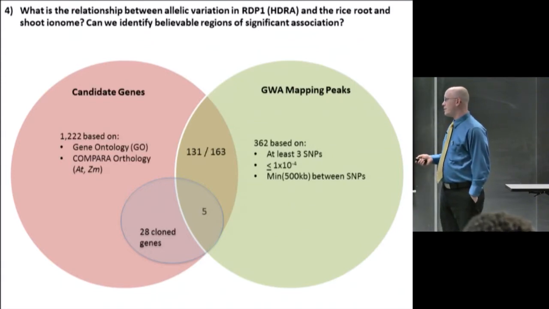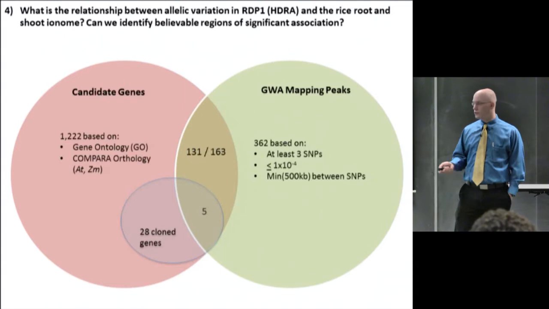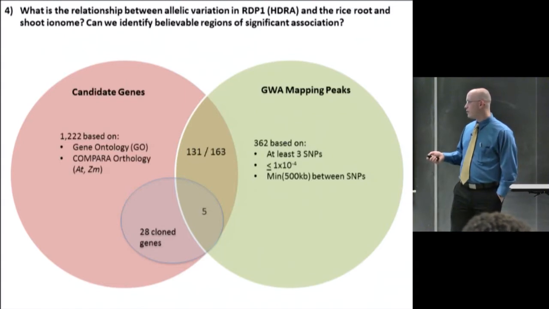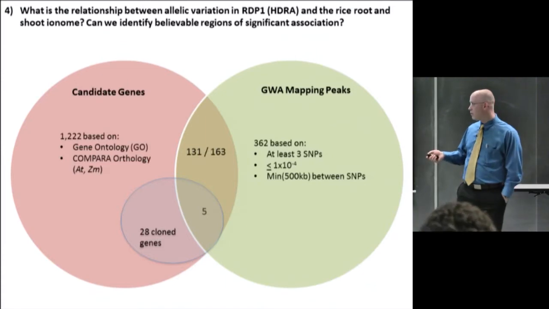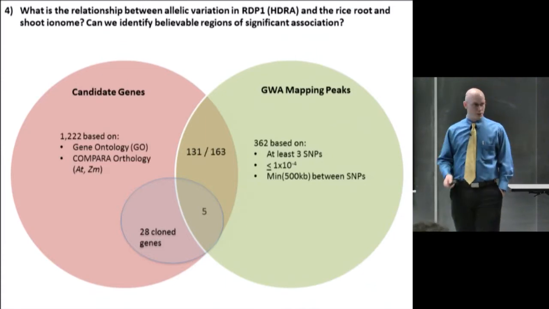We have 362 peaks in our GWAS analysis. Oh, and I should mention that 28 of these genes are cloned and characterized in rice, so we know and have verified their function. Of the intersection between these, 131 of these candidate genes intersected with 163 of our peaks. 5 of those were cloned candidate genes.